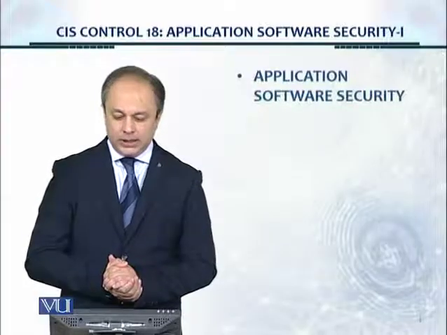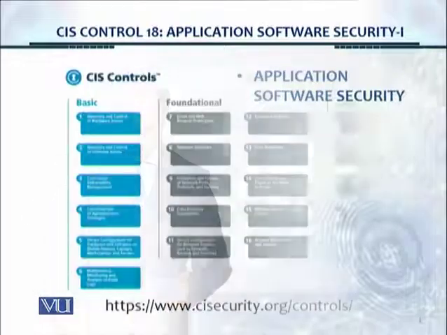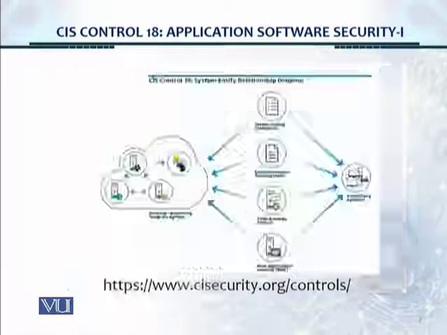Welcome. In this module, we're going to take a look at CIS control number 18, Application Software Security, and this is the first in the series of modules for Application Software Security. Now, this is the layout for the CIS controls version 7, and we're talking about Application Software Security, which is control number 18, and this is part of the organizational security controls.